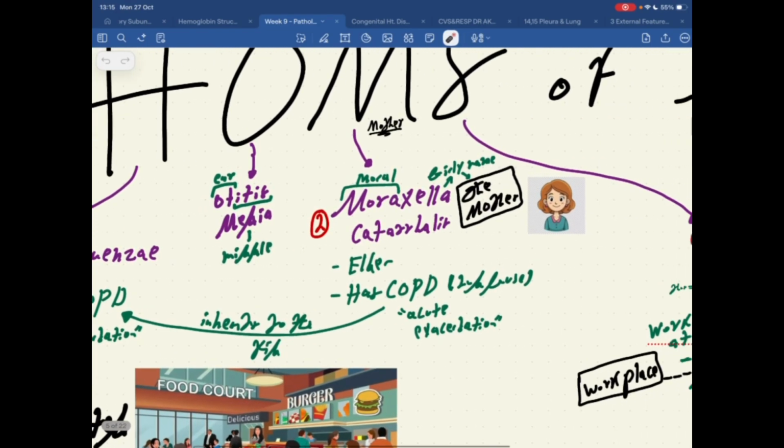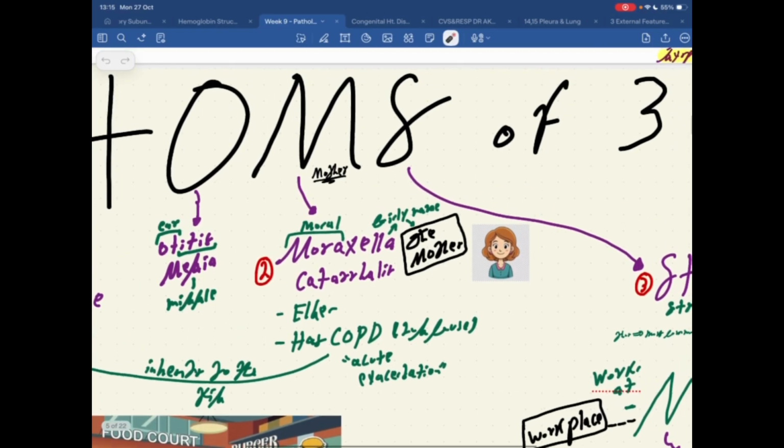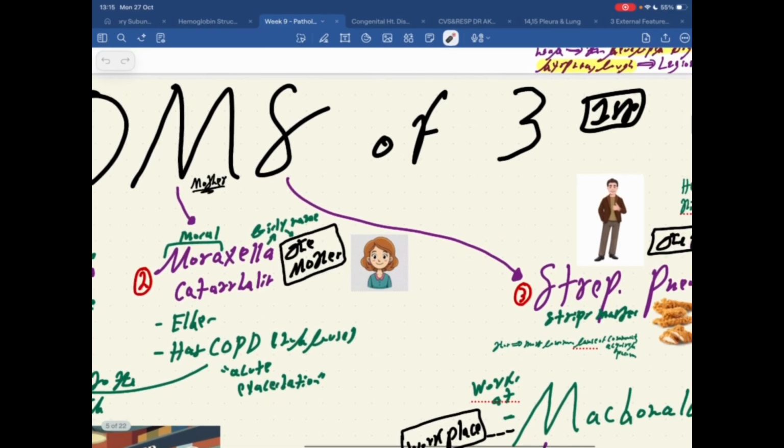And the mother, as we mentioned, here, Moraxella catarrhalis, affects more of the elderly patients, and it's the second most common cause of acute exacerbations of COPD. Okay? Okay.